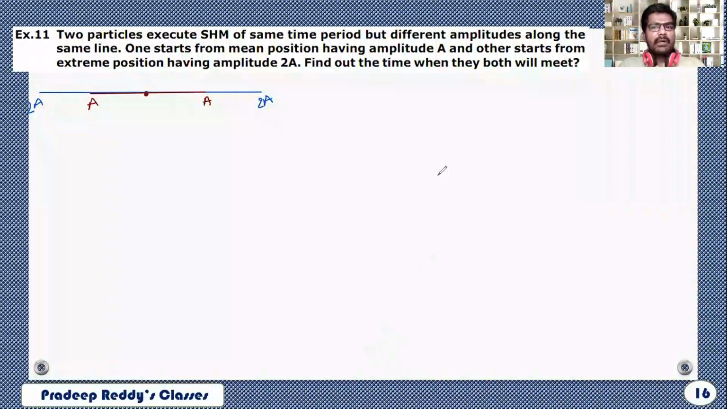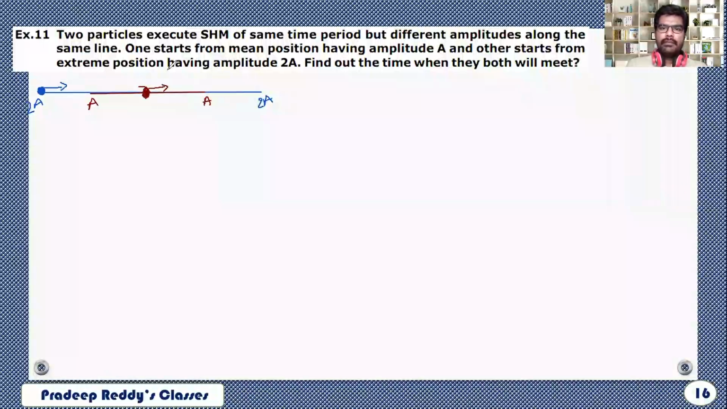Now along the same line, one starts from mean position having amplitude a and the other starts from extreme position. So that means the blue color particle is starting from this position and going in this direction, and the brown color particle is starting at mean position and going to extreme position. You can take this brown color particle, it can go either in this direction or in the backward direction. That is not mentioned here, so we can take it as observation.